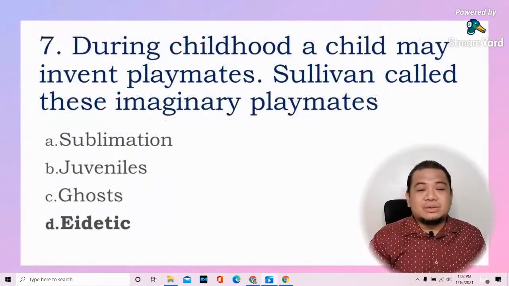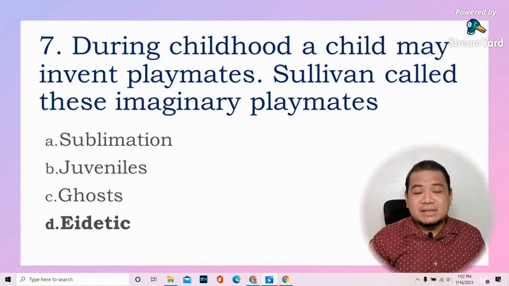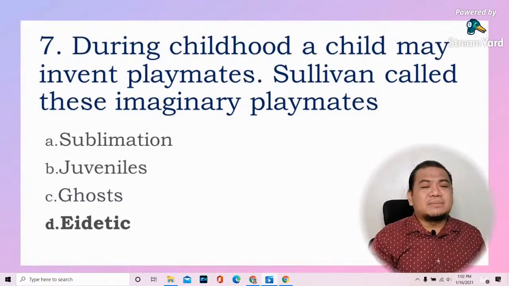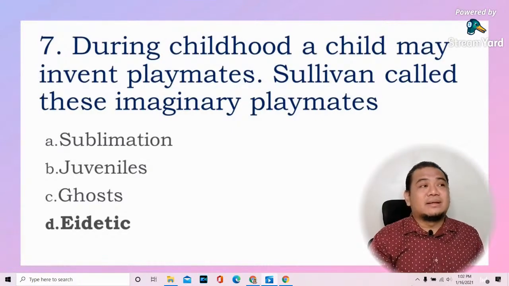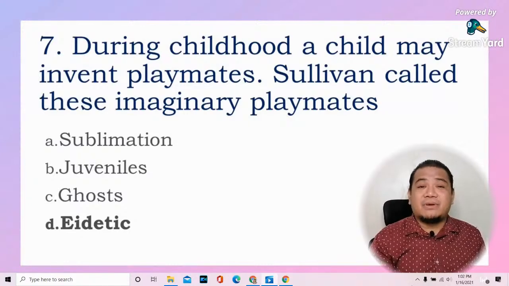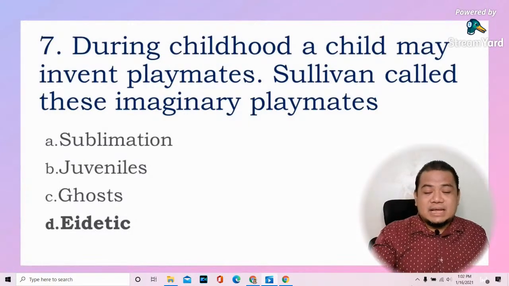Number 7. During childhood, a child may invent playmates. Sullivan called these imaginary playmates letter D, eidetic, because not all interpersonal relationships are with real people. Some are eidetic personifications. That is, unrealistic traits or imaginary friends that many children invent in order to protect their self-esteem.